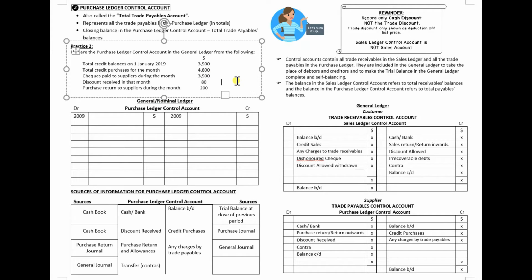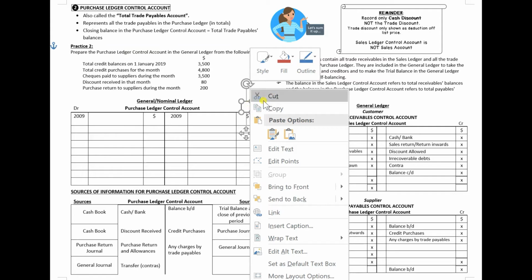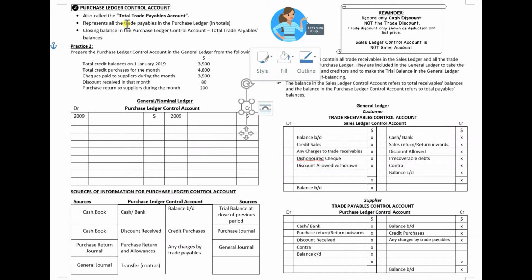Nominal ledger. Total credit balance. Because this is a purchase ledger control account, it is a summary of all the trade payables. Maybe I'll just use creditor for simplicity, okay? Because a purchase ledger control account is a summary of all the creditors, they will have the same nature as the creditor account. So their normal balance will be credit. Your normal balance will be credit, okay?